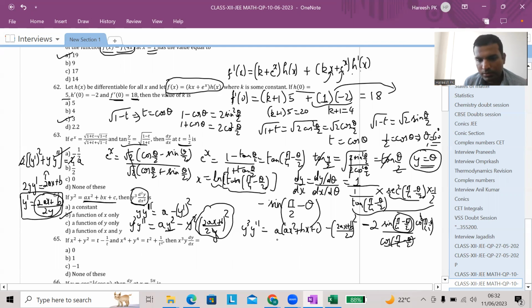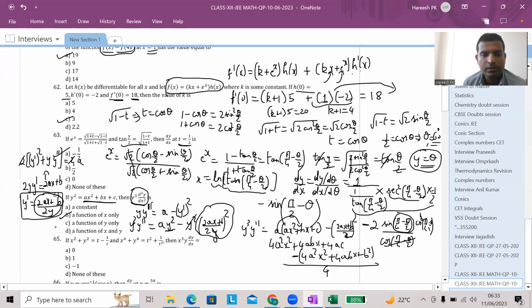Let's try expanding also to see if it's a constant. When you expand, we end up getting a square x square multiplied by 4. Then we end up getting, I'm taking LCM also here. Then we end up getting 4abx, then plus 4ac, and minus 4a square x square, then 4abx plus b square, whole divided by 4.